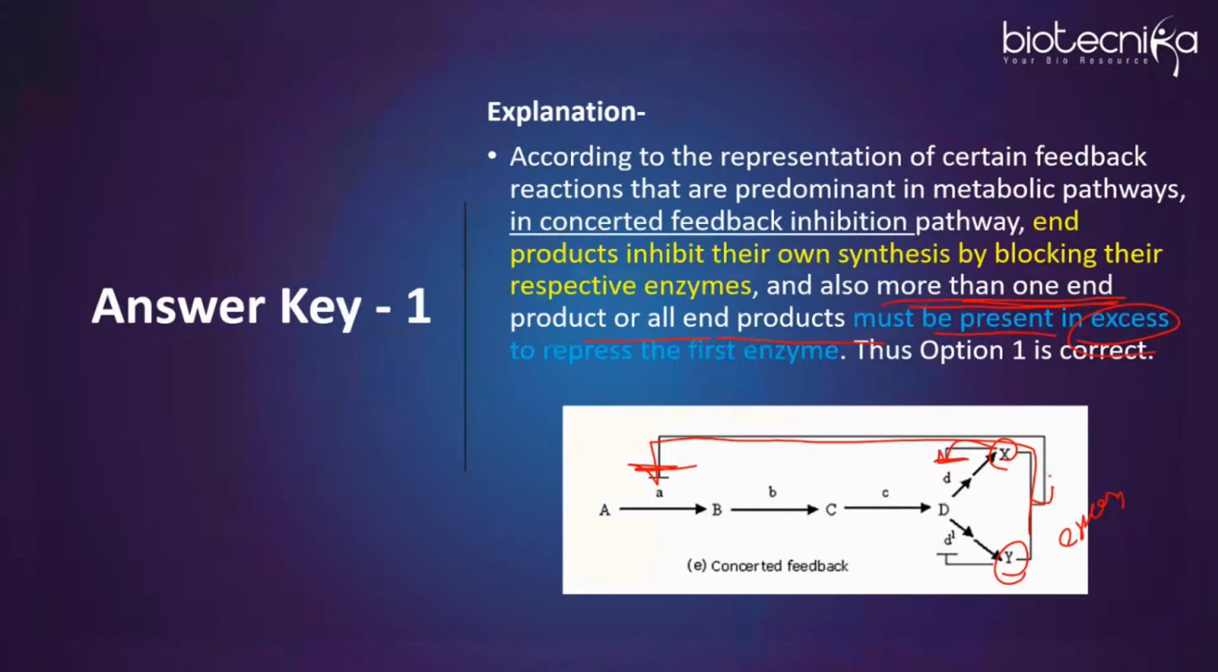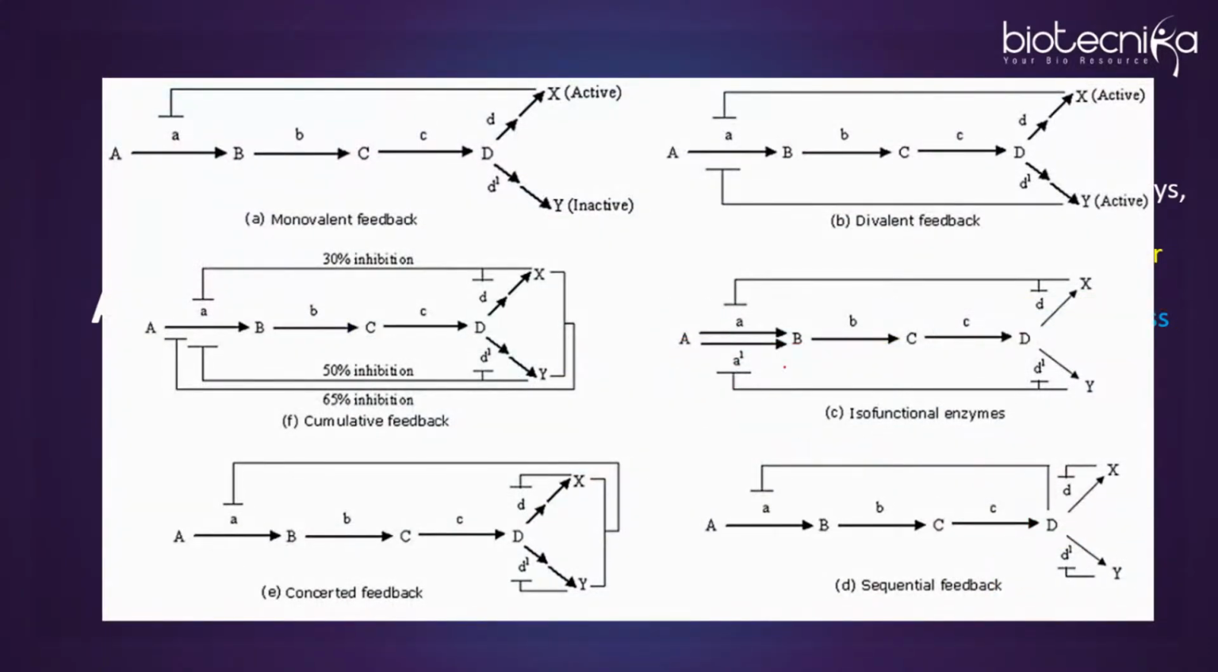Not that both must be present, but yes, one or another or all the end products must be present in excess. That excess is important to inhibit the first enzyme. That's why option 1 is correct. Okay, so I was saying there are many such feedback pathways. So these are the things.